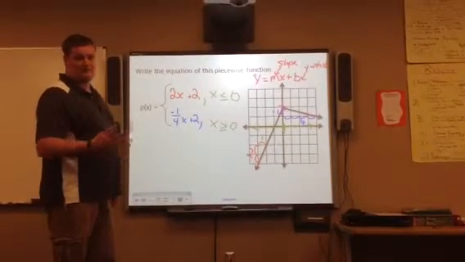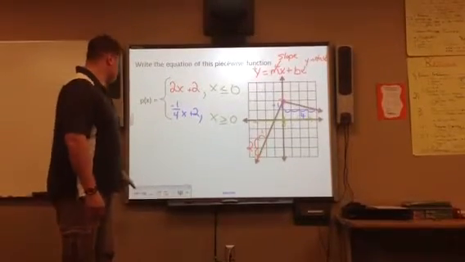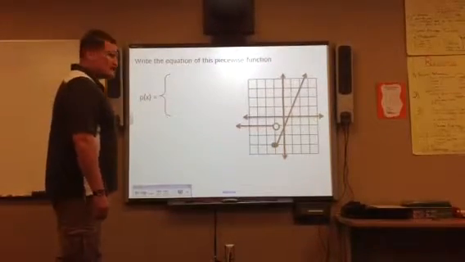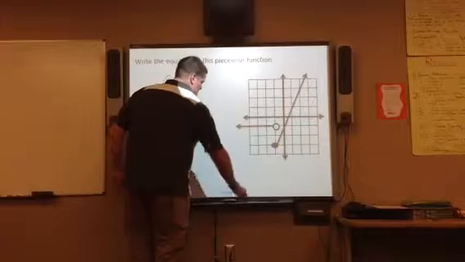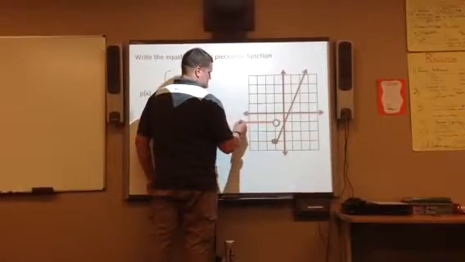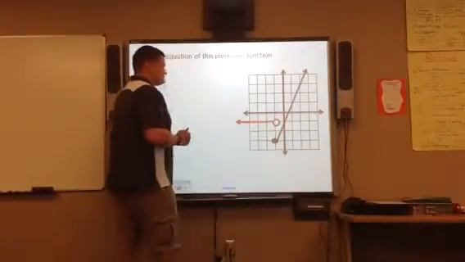Let's do one more example together and then I'll cut you loose on the last one. So if we take a look here, again, we have 2 functions. Let's start with this one. We talked before about vertical lines. This is a vertical line.